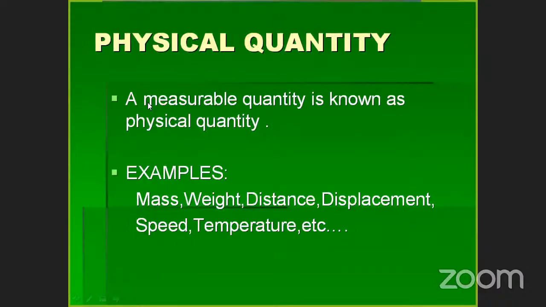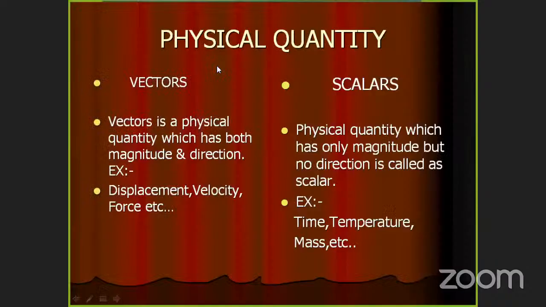Physical quantities are mainly divided into two types. One is vectors, another one is scalars. Vectors means a physical quantity which has both magnitude and direction.